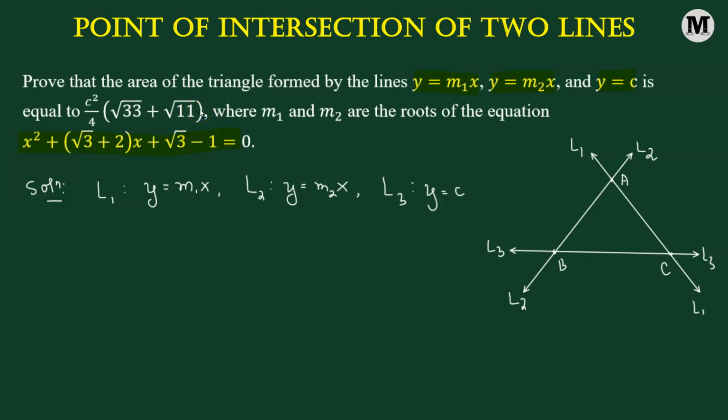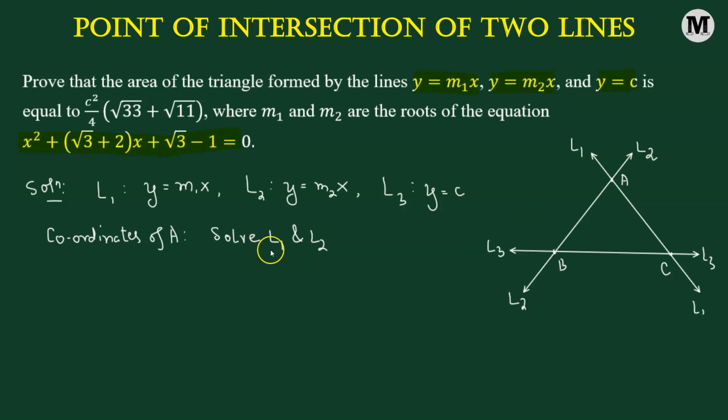Now, in order to find the area of the triangle, our first task will be to determine the coordinates of points A, B, and C. How do we find the coordinates? To find the coordinates of point A, all we need to do is solve the lines L1 and L2, because wherever these two lines intersect, which is point A in our case, that gives us the coordinates of point A.